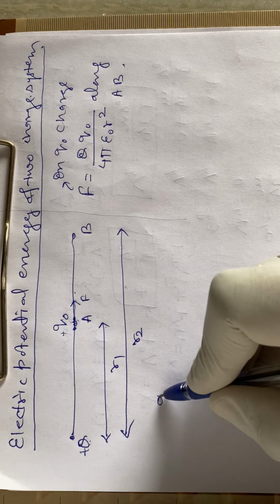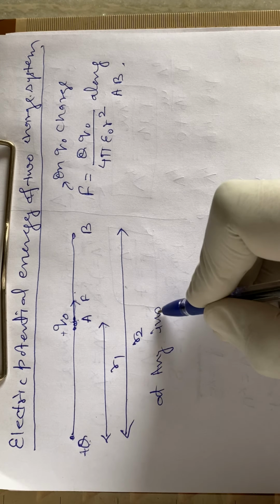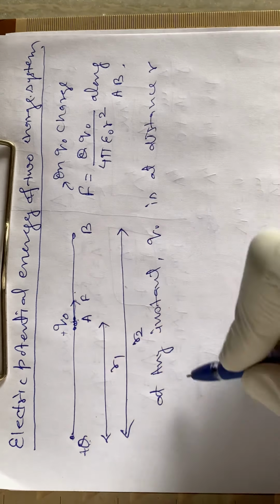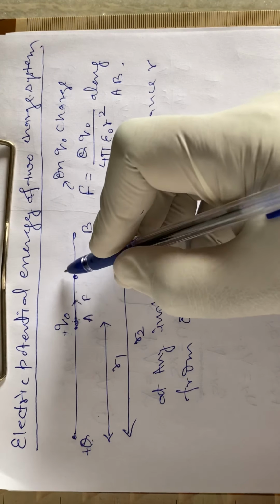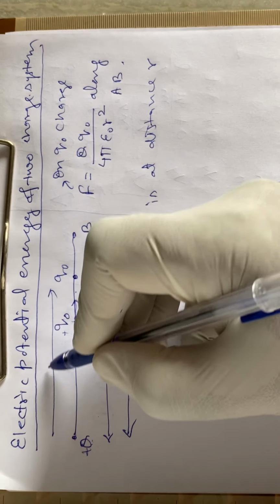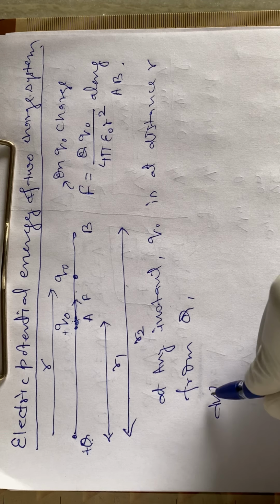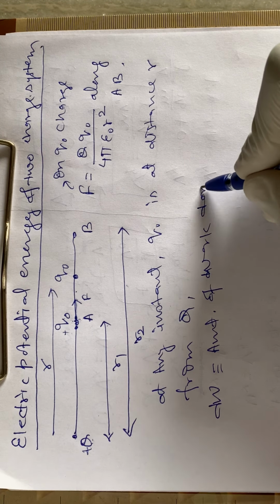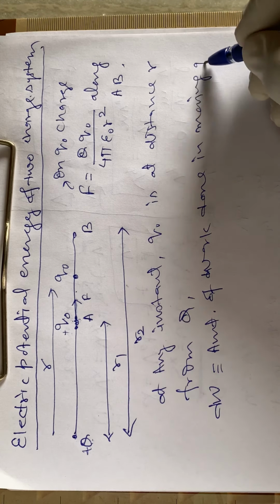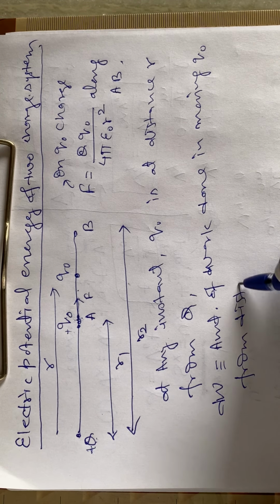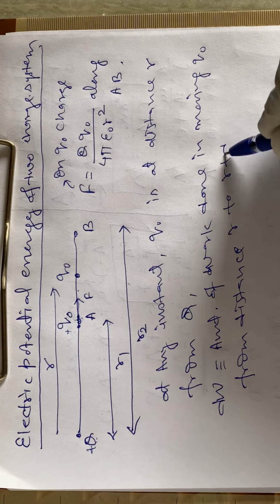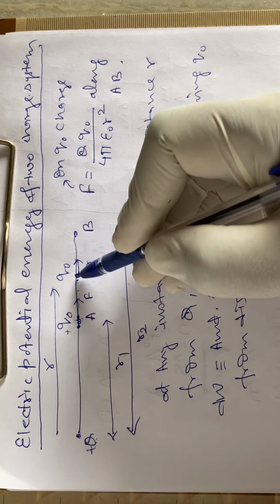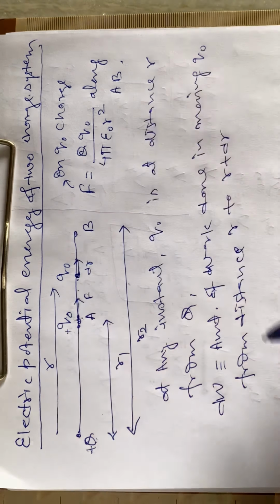Now, let us say at any instant Q naught is at distance R from Q. Let us define dW as the amount of work done in moving charge Q naught from distance R to R plus dr. So in moving this Q naught charge from R distance to R plus dr distance, the amount of work done is dW.